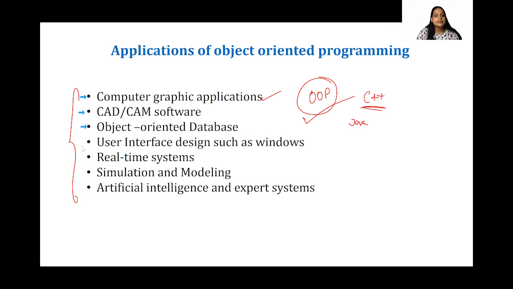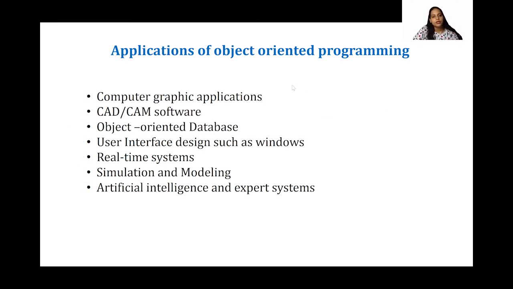User interface design such as Windows, and real-time systems. When I say real-time system, it can be like live things happening, like your stock market. Such real-time systems also use the object-oriented programming concept. Simulation and modeling, artificial intelligence and expert systems also use the concept of object-oriented programming, right? So these are the things which we learn in this particular chapter, students.